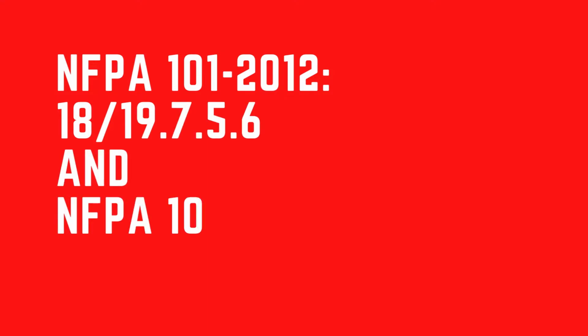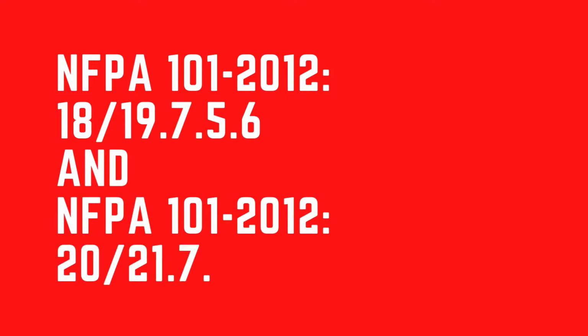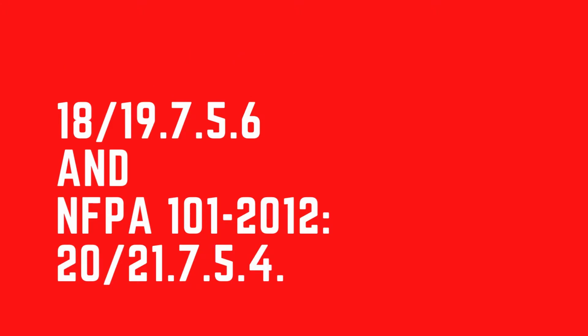The 2012 edition of the Life Safety Code and Health Facilities Code and the NFPA, National Fire Protection Association, identify the things that we need to look at for healthcare decorations. These can be found in chapters 18 and 19, 7.5.6, and then in NFPA 2012, 20 and 21, 7.5.4.